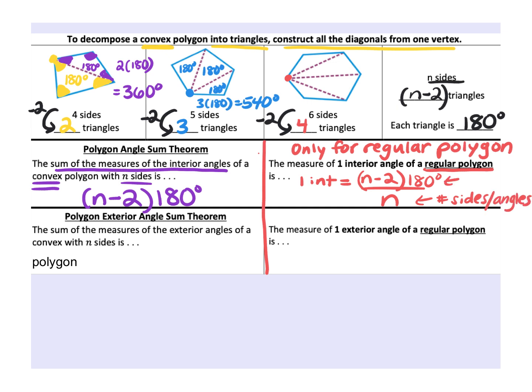And the top, remember, this is just the formula from before. That's my total interior sum. Okay. Exterior angle theorem is a little different.